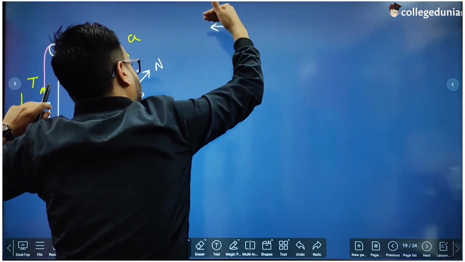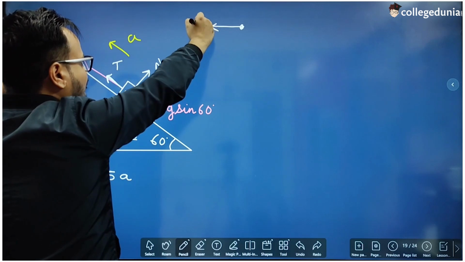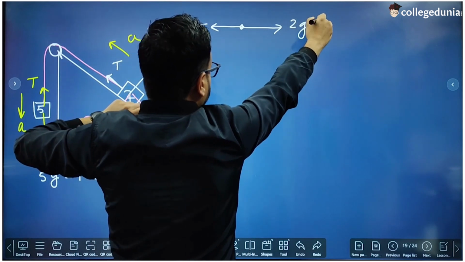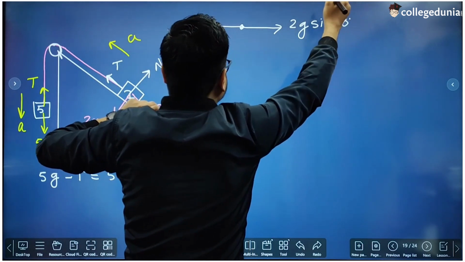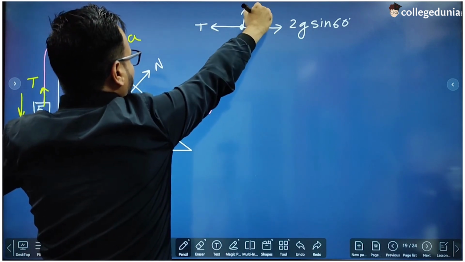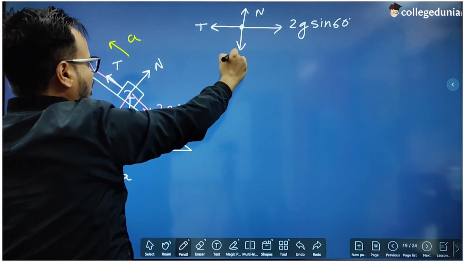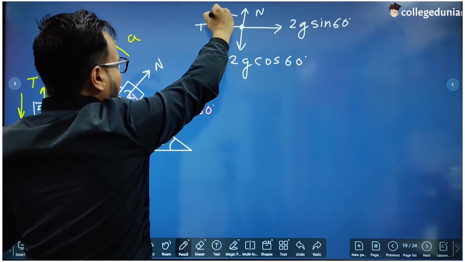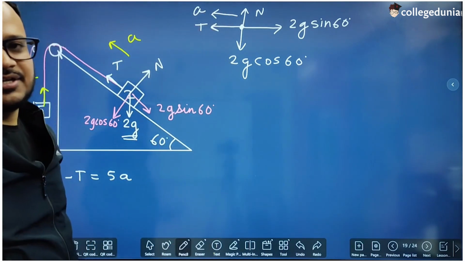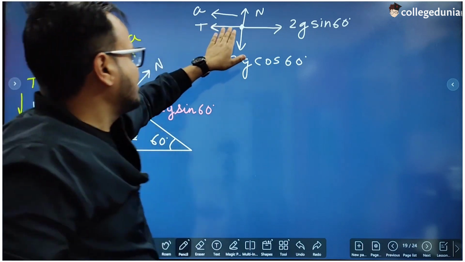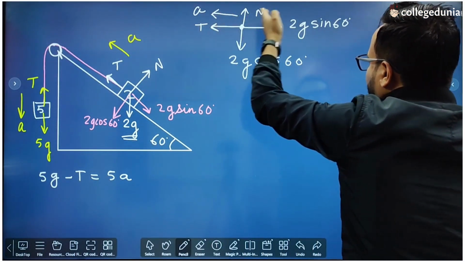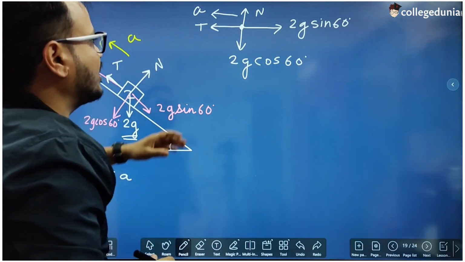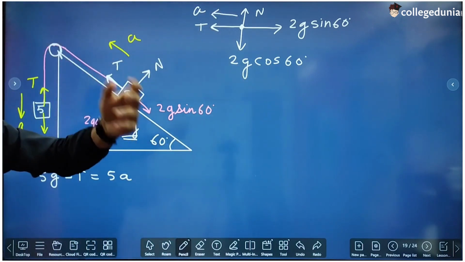So if we take the x-axis as this, then in the x-axis towards the left the force is T and towards the right the force is 2g sin 60, and in the upward direction the force is N, and in the downward direction the force is 2g cos 60. The acceleration is in this direction, so T is more than 2g sin 60, and there is no motion in the vertical direction, so N and 2g cos theta are balanced.